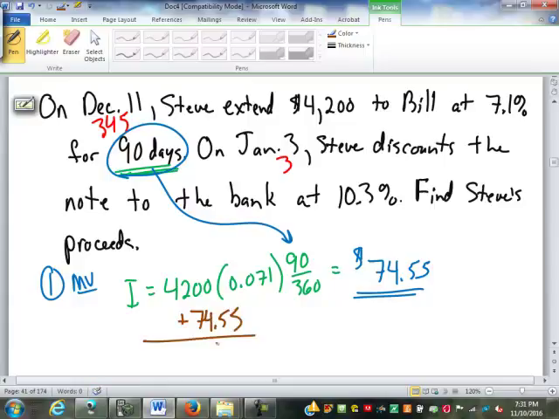So 74.55. So that's 4,274.55, our maturity value.